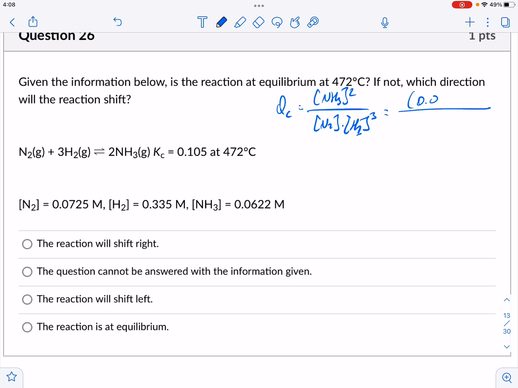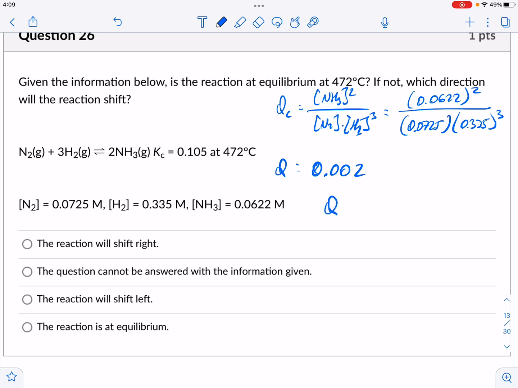So this will be equal to ammonia 0.0622 to the second, nitrogen 0.0725, and hydrogen 0.335 cubed. So this is 0.0622 squared divided by 0.0725 times 0.335 cubed. And here I get 0.002. So this is Q.